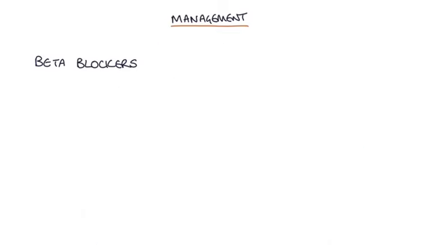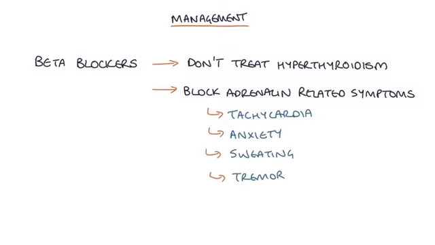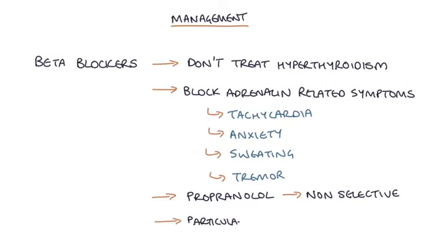Let's talk about beta blockers for hypothyroidism. Beta blockers don't actually treat the hypothyroidism, but they're used to block the adrenaline-related symptoms in hypothyroidism. These are things like tachycardia, anxiety, sweating, tremor. All of this sort of stuff is improved by blocking that adrenaline drive that you have in hypothyroidism. Propranolol is a good choice because it non-selectively blocks the adrenaline activity, as opposed to more selective beta blockers that work only on the heart, and they're particularly useful in patients with thyroid storm.